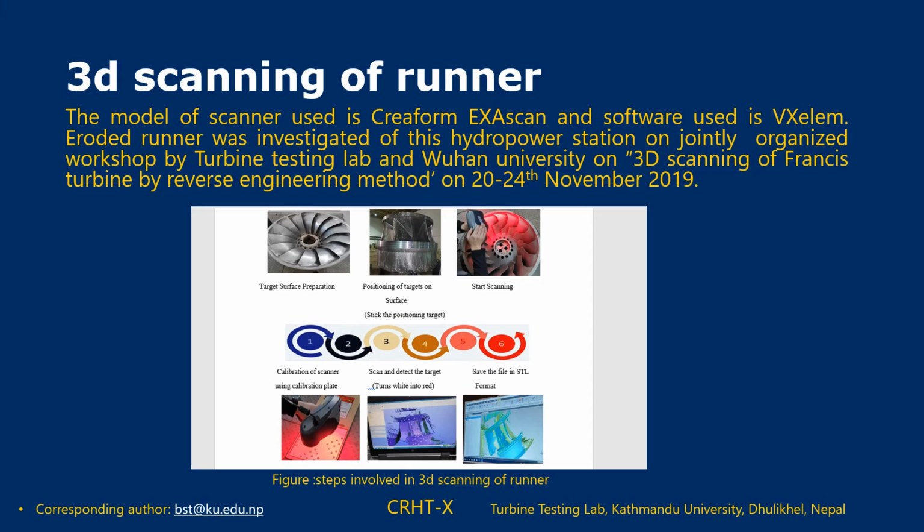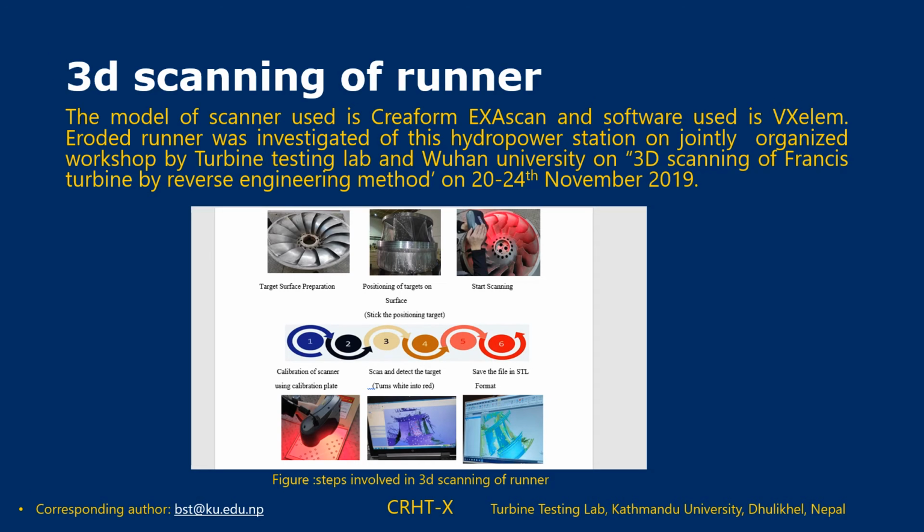Firstly, to start with, we did a 3D scanning of the runner. This scanning was done in a jointly organized workshop by Turbine Testing Lab and Wuhan University on 3D scanning of Francis runner by reverse engineering method, on 20 to 24th November 2019. For this scanning, we used a Creaform EXAscan scanner and VXelements software.